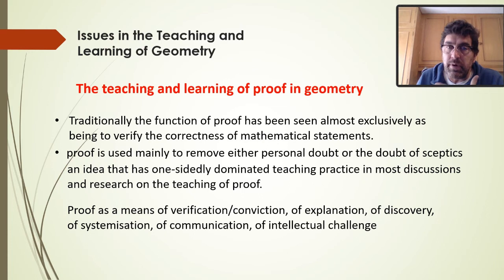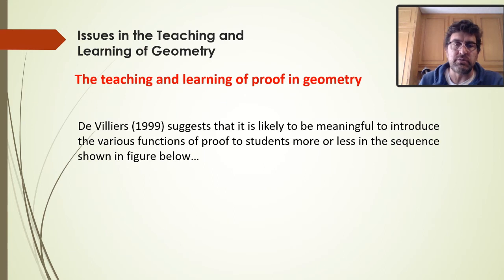Proof as a means of verification, of conviction, of explanation, discovery, of systemization, of communication, and of intellectual challenge. That means proof remains at the door of the classroom, and shouldn't. De Villiers argues, quite rightly so, that we should use proof as a reasoning tool, and we should provide learners with the opportunity to construct their proofs, so we can afford them the opportunity to learn the skills that they need when they are proving a geometric rider or solving a geometric rider.